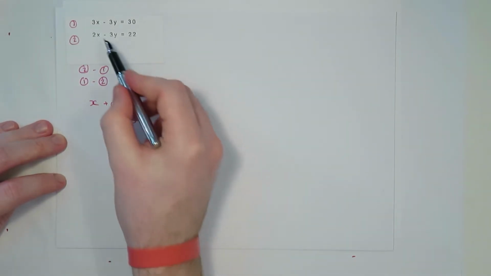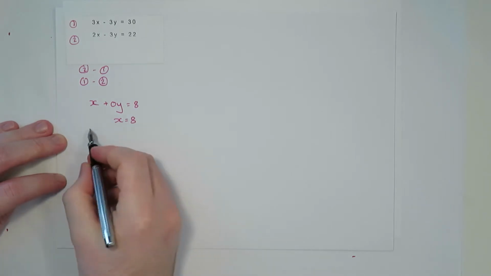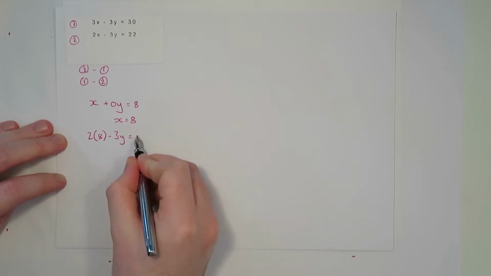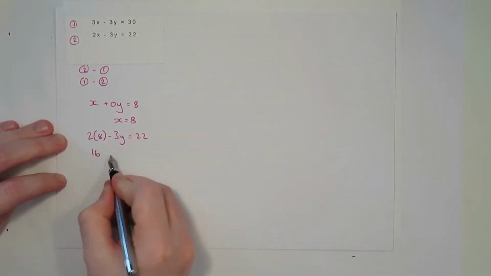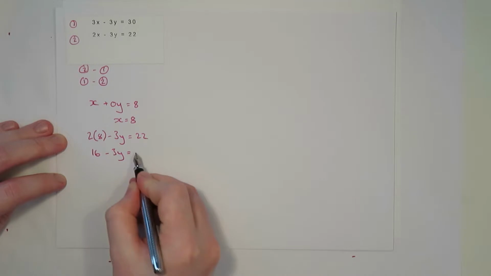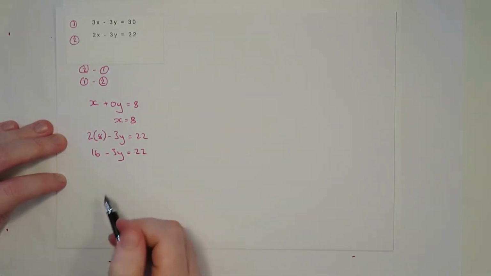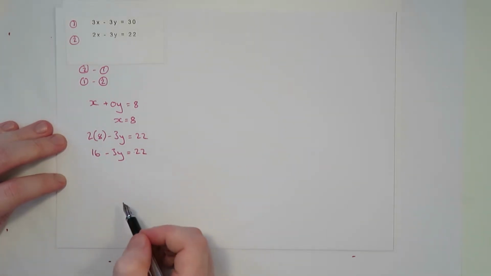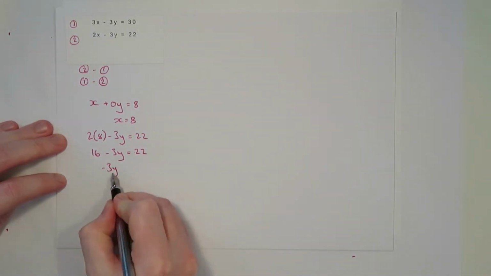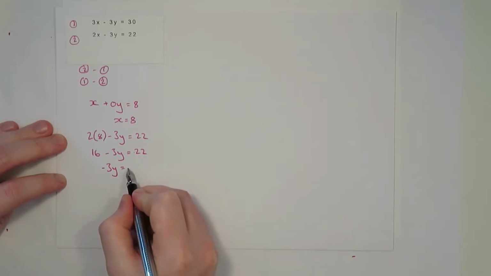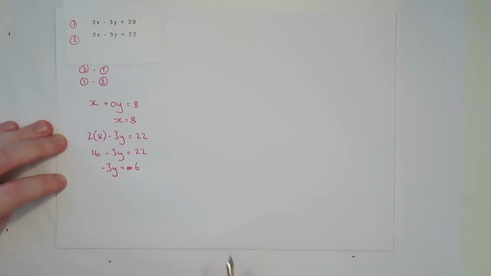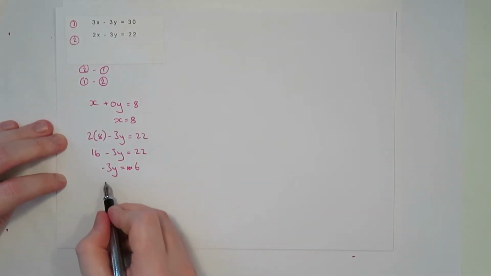Then you're able to substitute this value back into one of these equations. So 2 lots of 8 minus 3y is equal to 22. 16 minus 3y equals 22. Then once you have this, you can subtract 16 off both sides and say that minus 3y is equal to minus 6. Oops, sorry, not minus 6, positive 6, getting ahead of myself. Then times both sides by minus 1.